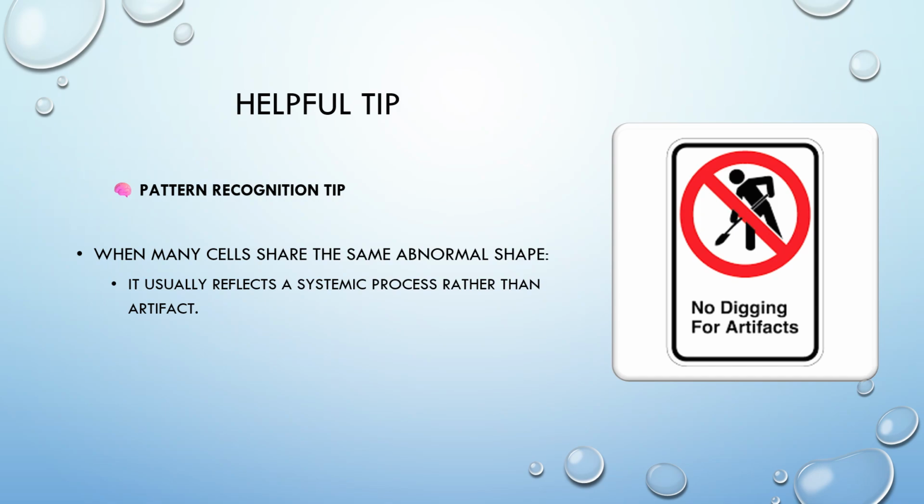Before we move on, I want to share a very practical smear review tip that will help you throughout your laboratory training. When evaluating abnormal red blood cell morphology, it's important to remember that pattern matters. In other words, if you see one odd-looking cell, it may not mean much. Slide preparation, staining variability, or mechanical stress during smear creation can occasionally distort individual cells. But when many cells share the same abnormal shape, that's when it becomes meaningful.